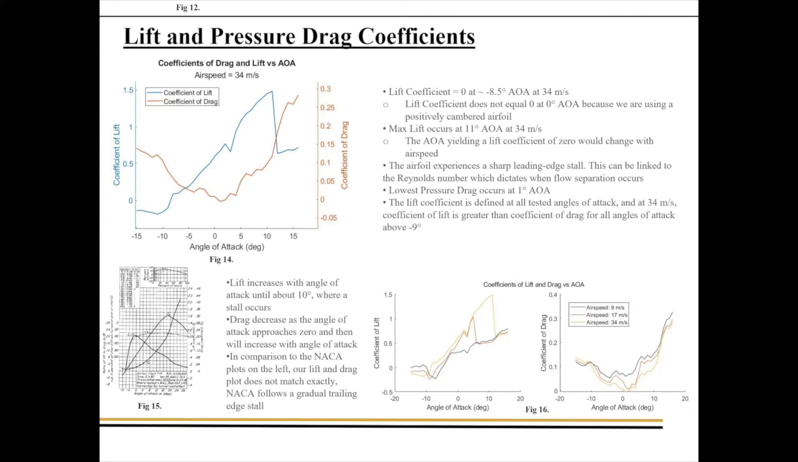We see that the lowest pressure drag occurs at 1 degree angle of attack. Finally, the lift coefficient is defined at all tested angles of attack, and at 34 meters per second, the coefficient of lift is greater than the coefficient of drag for all angles of attack above negative 9 degrees, meaning we are seeing lift. That is the end of our quad chart presentation.